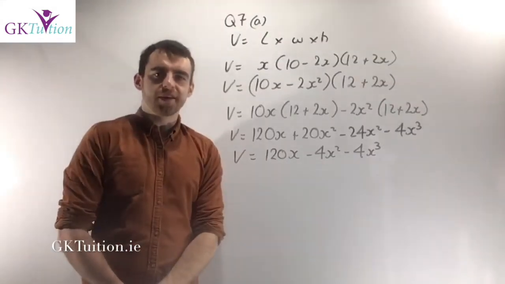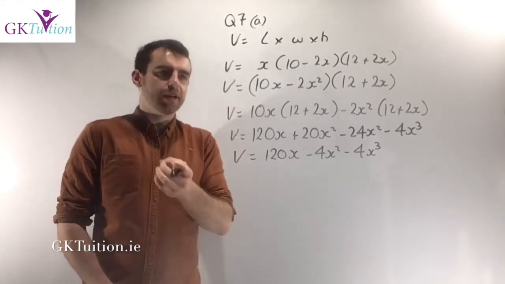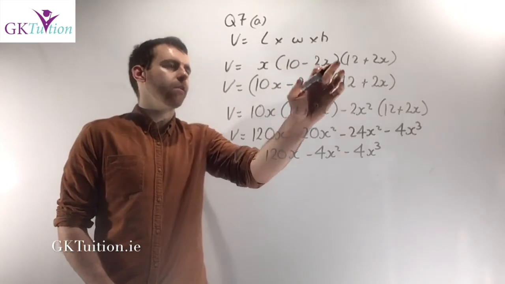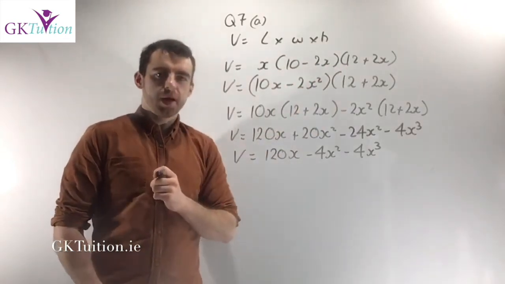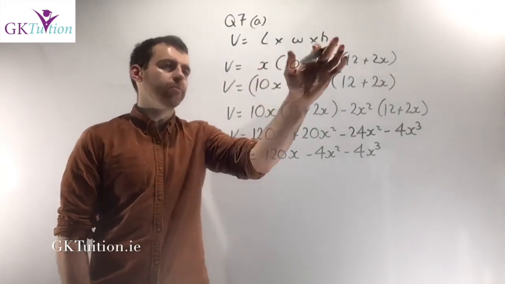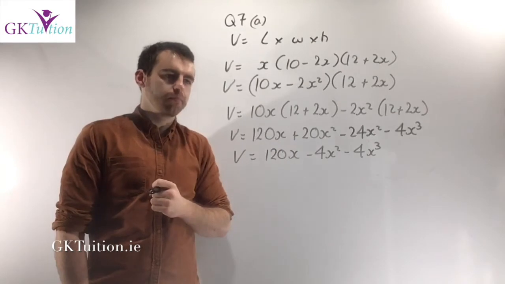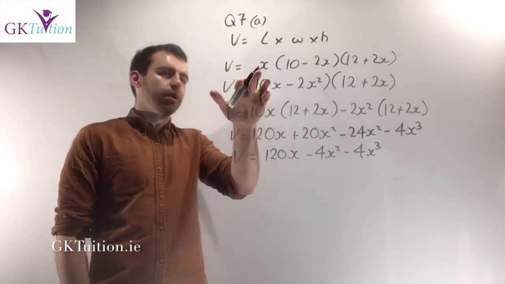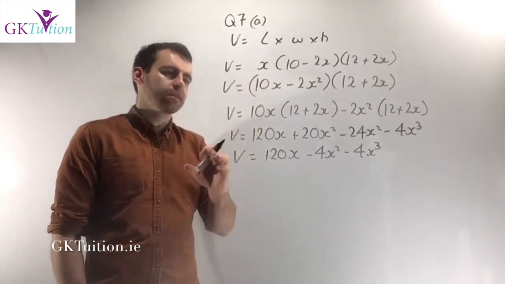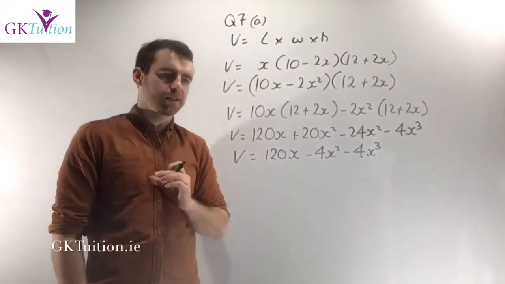Okay, in question 7, we're given a rectangular box. The dimensions of the box have been labelled as x, 10 minus 2x, and 12 plus 2x. In order to get the volume of a rectangular box, it's just the length by the width by the height. Simply means I have to multiply all three dimensions by each other. So what I did first was I multiplied x by 10 minus 2x. X by 10 is 10x, x by minus 2x is minus 2x squared.